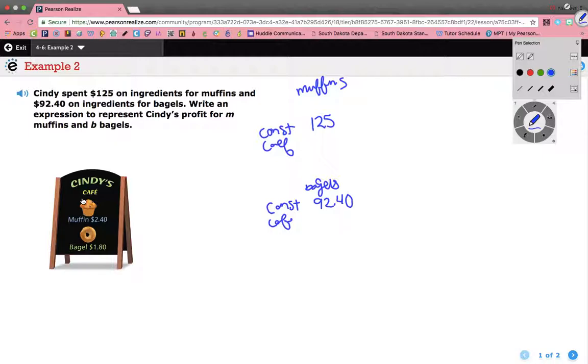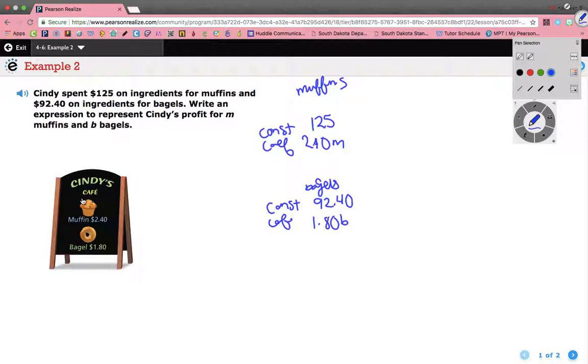So what is happening per muffin? Well, the price per muffin. People are paying her back the money per muffin that they buy. So it is $2.40 per muffin. And it is $1.80 per bagel. We're starting to see something a little different here. We have an M and we have a B. That could lead us into some issues coming up. It could make it more complicated.